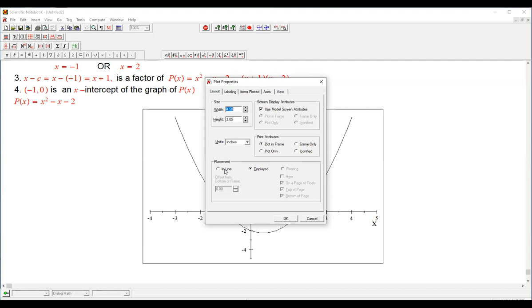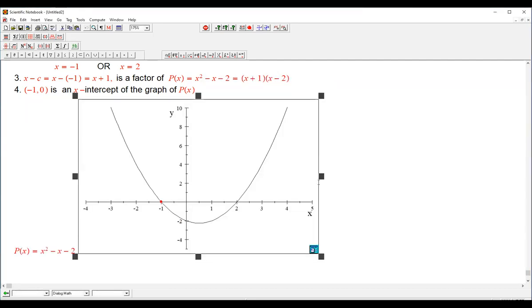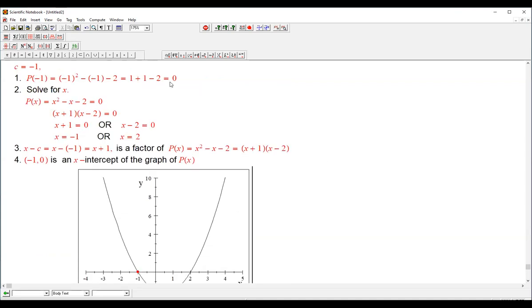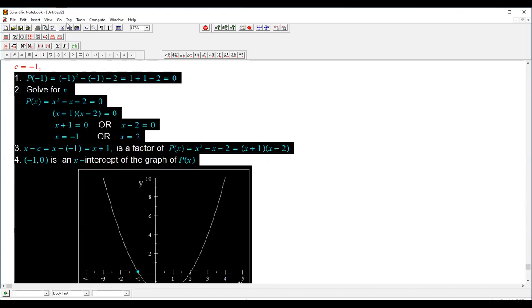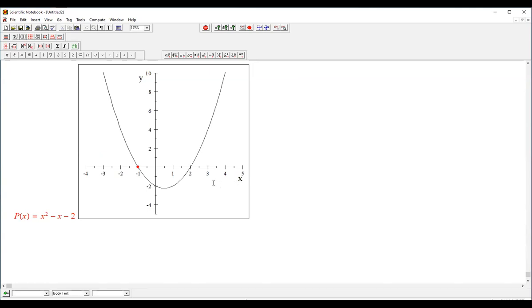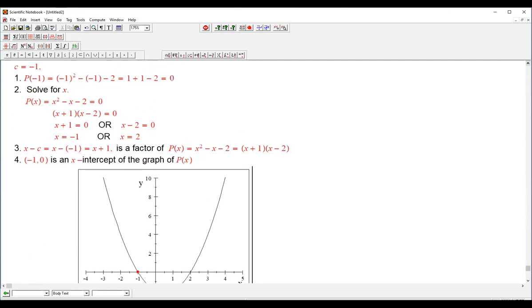And we can say the same thing about 2. What about 2? P of 2 is 0, and solving, we get X equals 2, X minus 2 is a factor, and 2 comma 0 is also an x-intercept. We can repeat everything all over again, but this time it's going to be C equals 2. So let me quickly repeat that for your exercise. You can pause it and try this yourself.